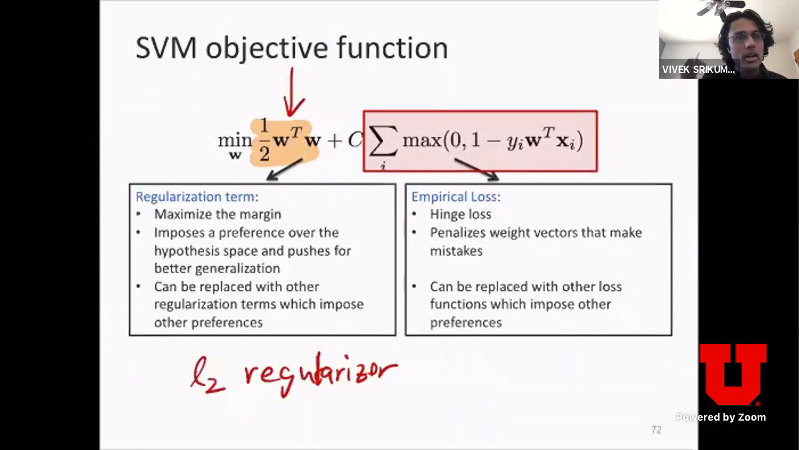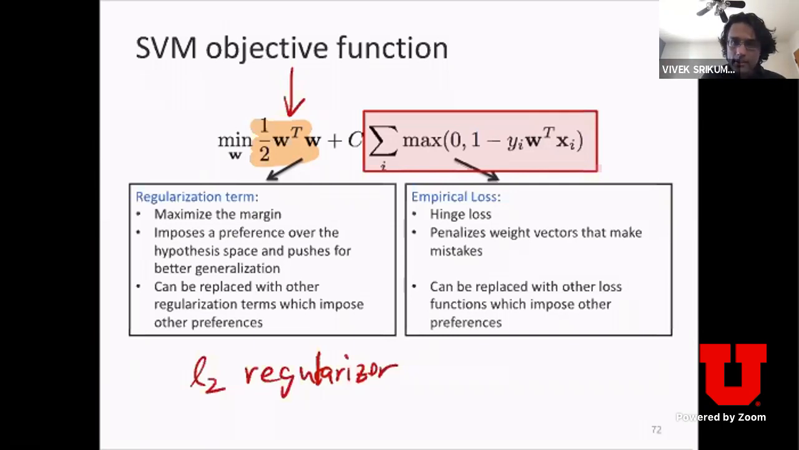it's called the empirical loss. It's the loss on the training set. In this case, we are using the Hinge loss, and it penalizes weight vectors for making mistakes on the training data. This also can be replaced by other loss functions which impose other kinds of preferences. The Hinge loss imposes preferences in the way that we encountered before. So we have these two terms. We are minimizing the sum of the regularizer and the empirical loss.